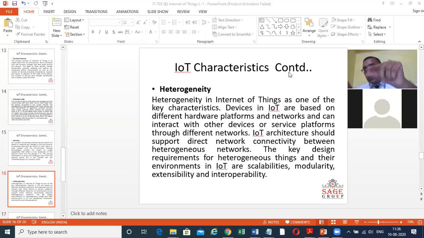One was with the Arduino Uno, and the next one was on the base of the NodeMCU. Both are projects, and I want both devices, both projects, to communicate together. So this is heterogeneity. It means the IoT architecture should support direct network connectivity between heterogeneous networks. It is not that it will work on the same network but not on a different network. No.